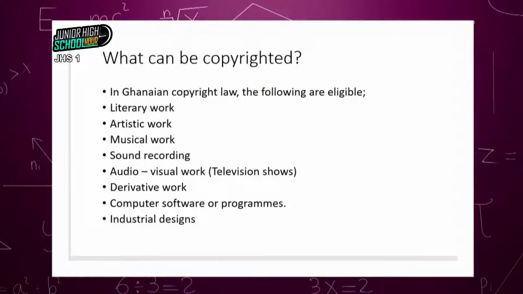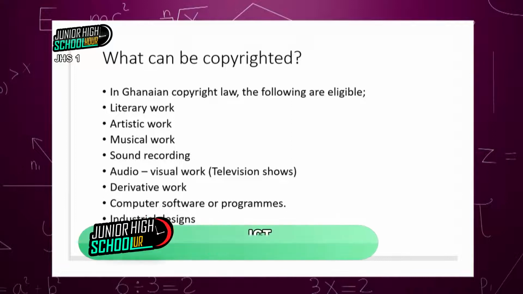What can be copyrighted? Now, we've mentioned a whole lot. We've mentioned the films, the print, but in Ghana, the 2005 Copyright Act listed a number of items that can be copyrighted, and they are: the first one is literary work, and the literary work, as I said, it could be the print form, it could be a fictional or non-fictional.